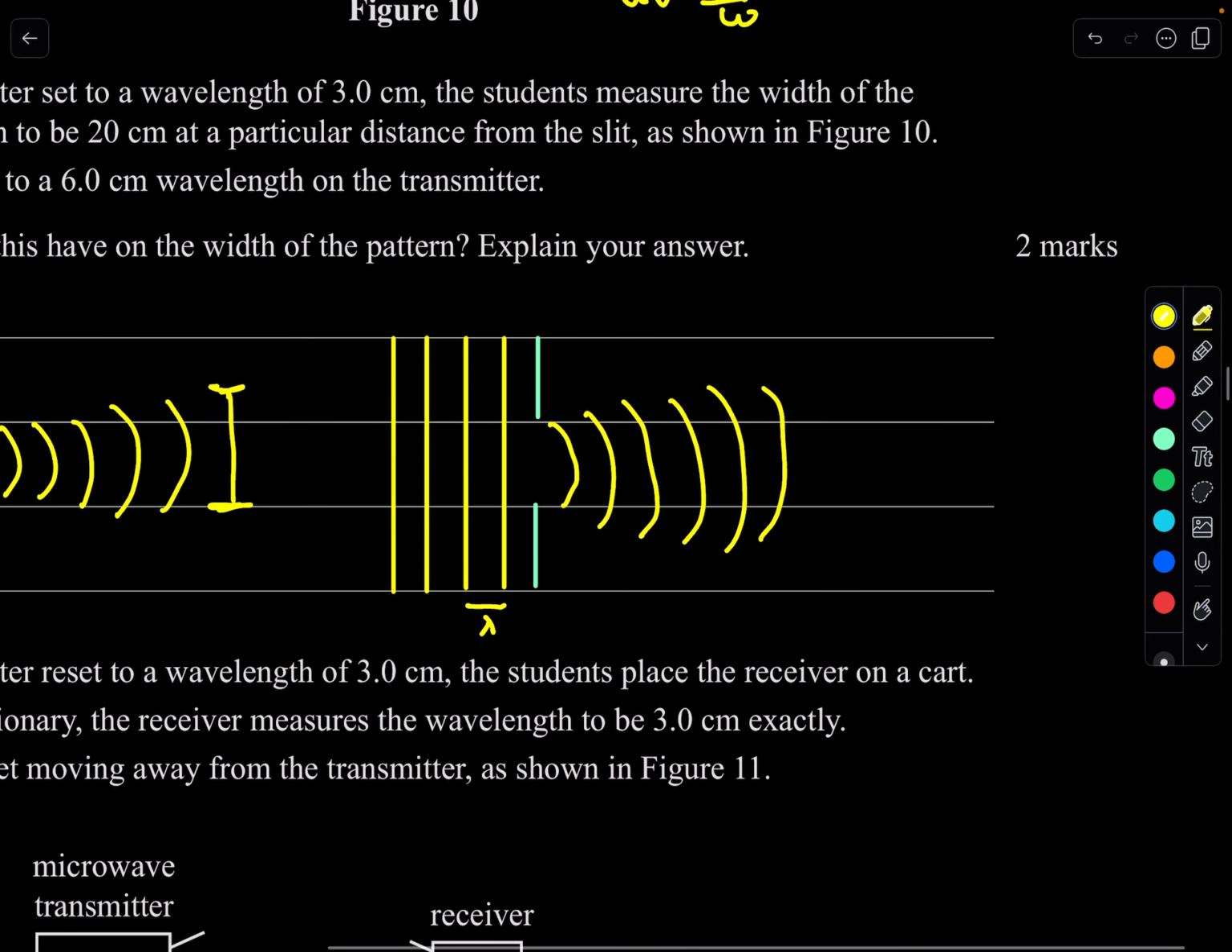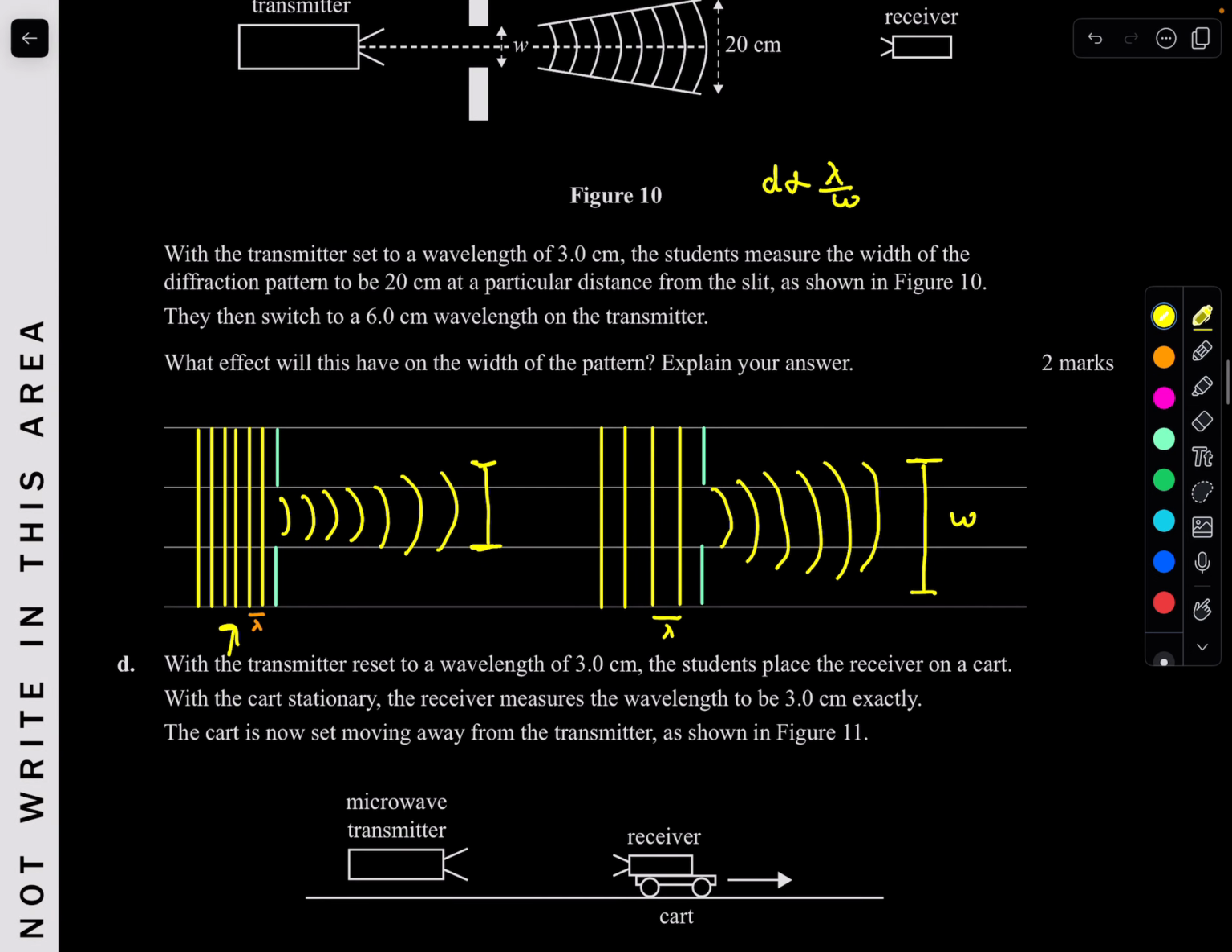And so the width of your pattern will be bigger compared to the smaller wavelength you've used. So, just using this formula, I wanted to show you visually that a higher wavelength means a much larger spread because diffraction is greater. And so there's more spread, and your width of the pattern becomes bigger. And yeah, so we'll write that down now.